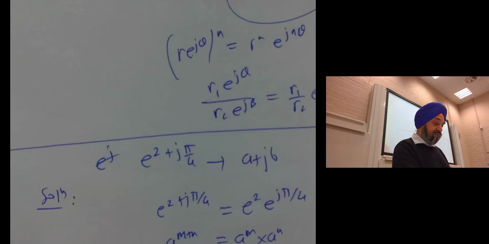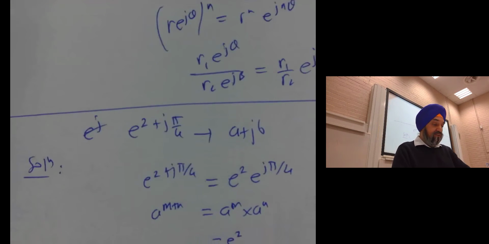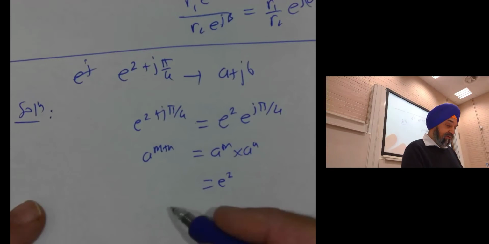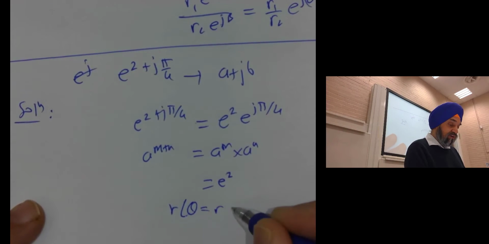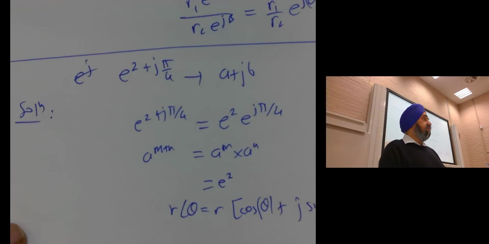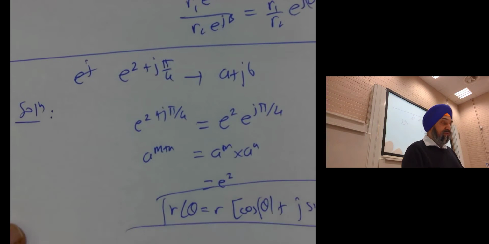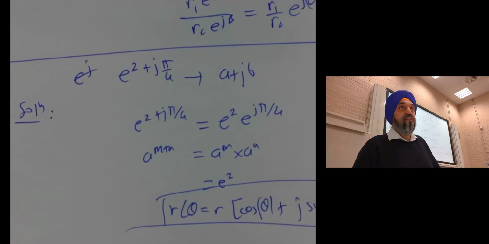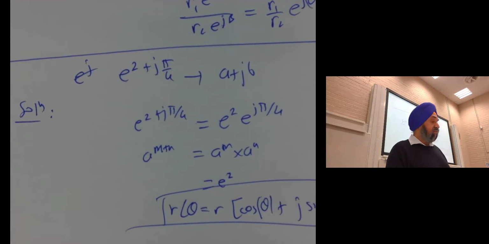This r theta, I must remind you again, if you go back to last week, what we did, r theta was r cos theta plus j sine theta. That's what it was. You've really got to remember that. That's one formula. I don't recommend remembering a lot of formulae, but you've got to remember that. You've got no choice. Okay?